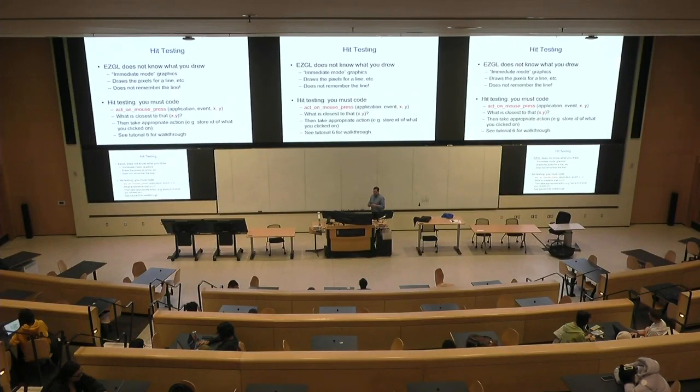So that's the basic technique. When somebody clicks, you have to figure out what does it mean. And a common thing is, well, whatever's closest is what they clicked on. I have to write code to figure out whatever is closest, and then I need to take some action, store some state, etc. We went through this in quite a bit of detail in tutorial 6, so see that for more detail.